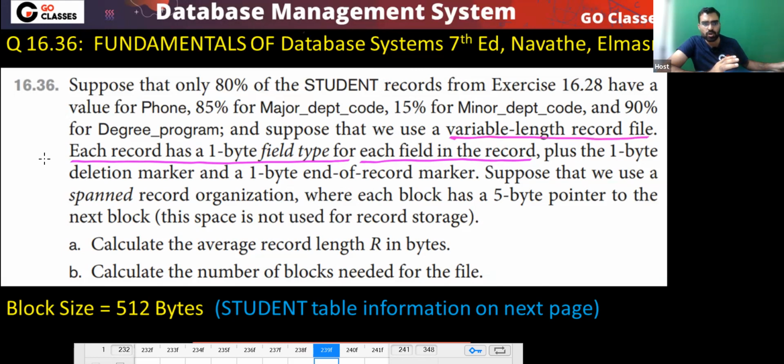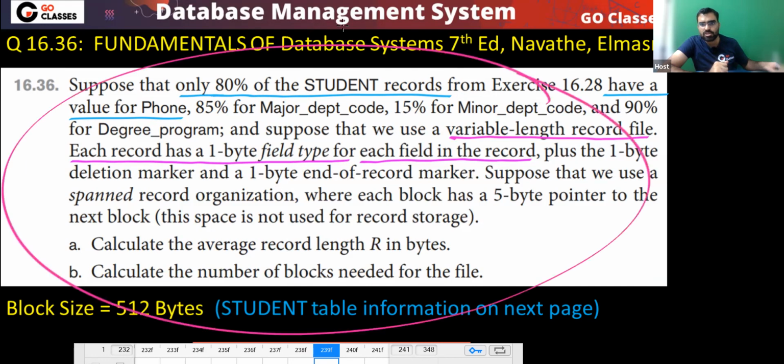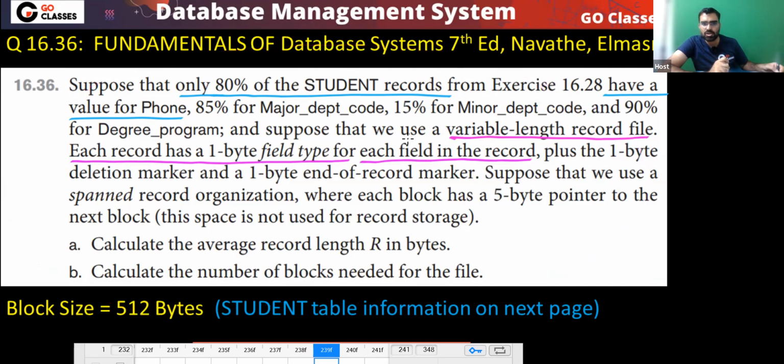Do you remember I told you that we don't store the null values? Yes or no? Whenever you have variable length records, we basically don't store the null values. So some records will not have the phone number field. Only 80% of student records have this field. The question is already giving you every piece of information. You don't need any extra knowledge outside of this question. It is already saying that only 80% of student records have a phone number value.